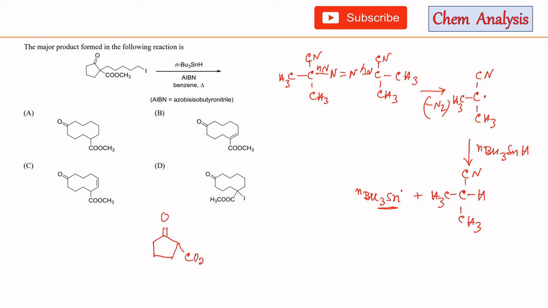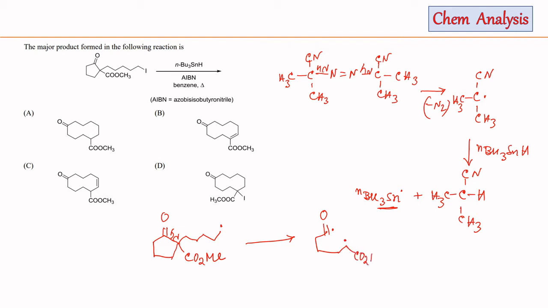Here is CO2Me, and here is the 1, 2, 3, 4, 5 carbon radical. This will be the radical. Now it will undergo homolytic cleavage to form the corresponding acyl radical, and this radical will be stabilized by the conjugation with the carbonyl group of this ester.